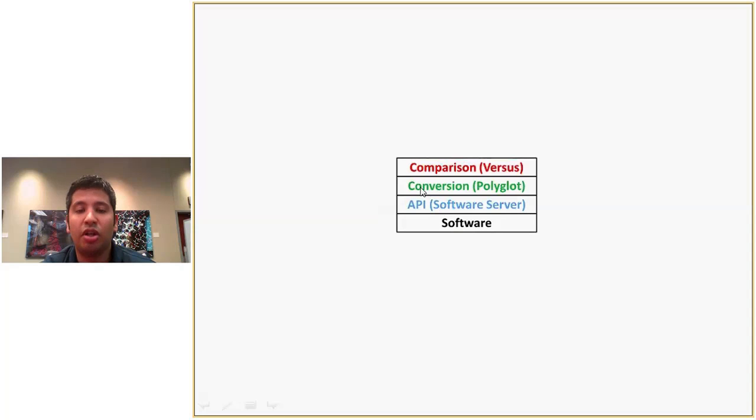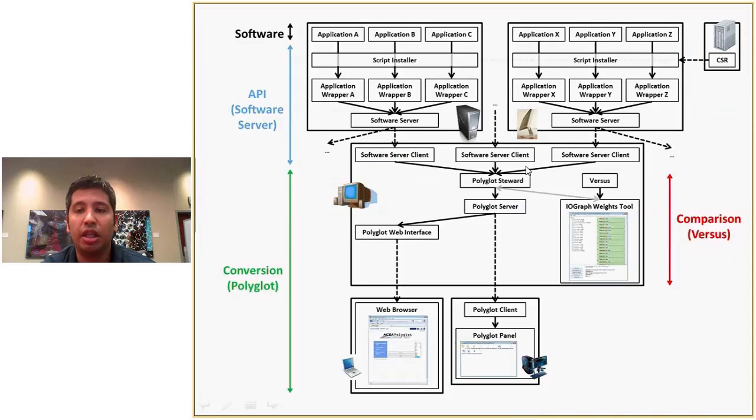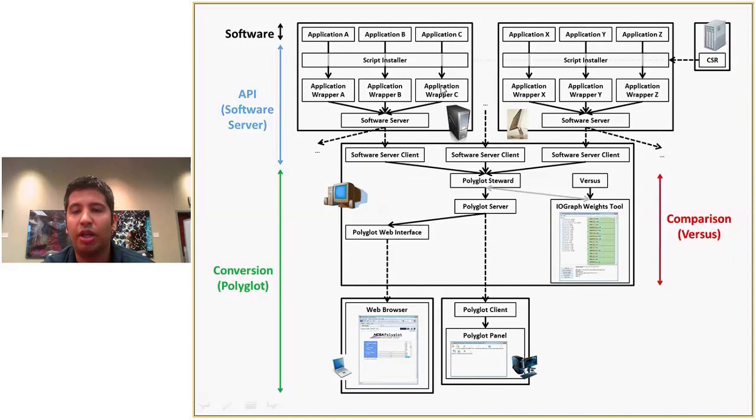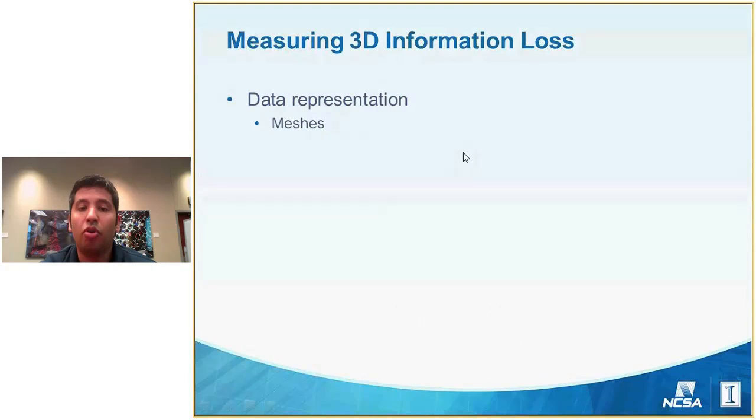So basically we have this layered architecture where we have our software, our API provided by the software servers, our conversion through Polyglot, and our comparisons with Versus. It's kind of flipped around now, but the applications are here. The script installer queries the CSR to get the wrapper scripts for the software servers. The software servers talk to software clients, which talk to the Polyglot steward, which makes a software server, which has various clients of its own, like the IOGraph weights tool, which talks to Versus to set weights for this Polyglot web interface.